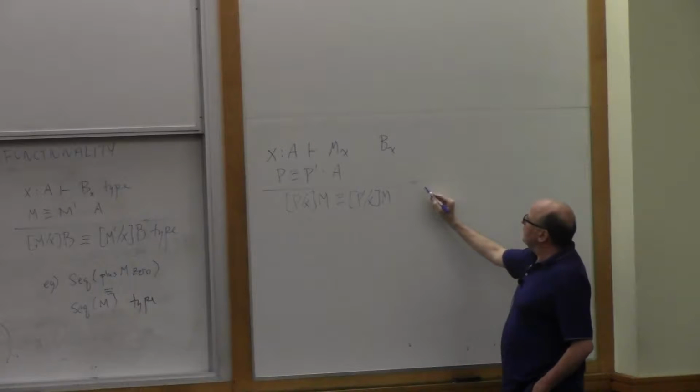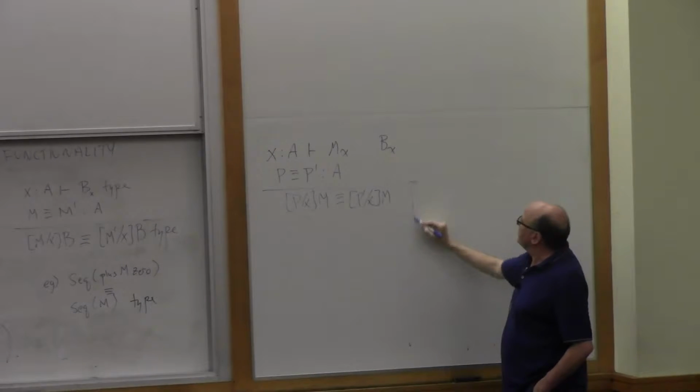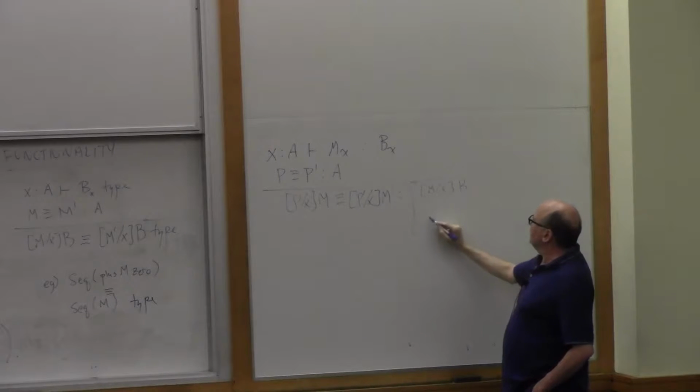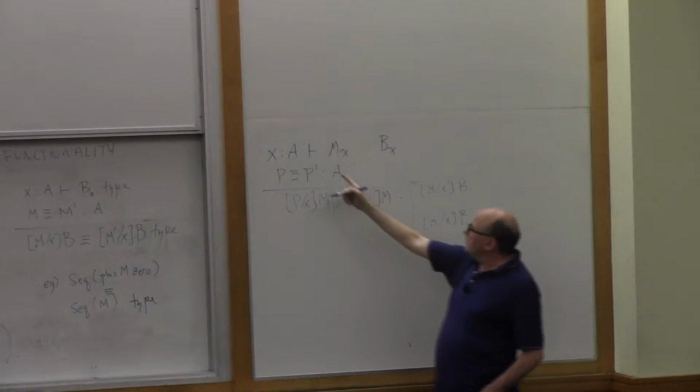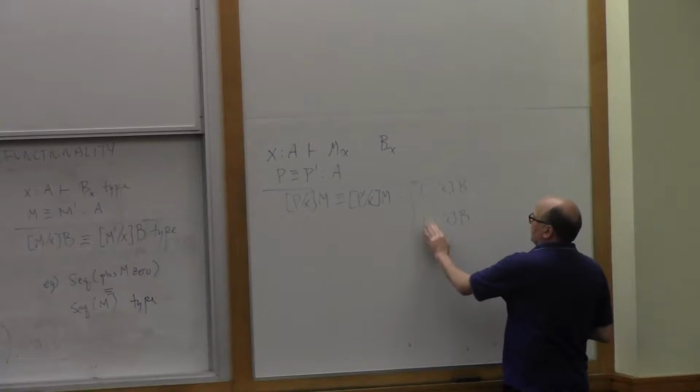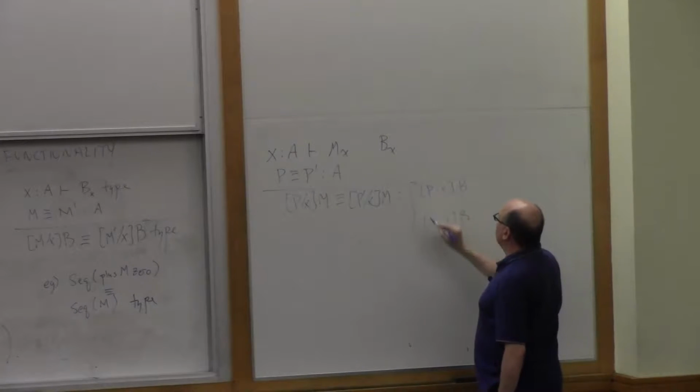Well, I have a choice. I could write two things here. I could write m for x p, or I could write m prime for x p. Because after all, I'm sorry, it should have been called p, pardon me. So p and p prime.